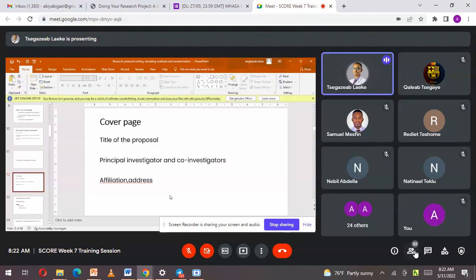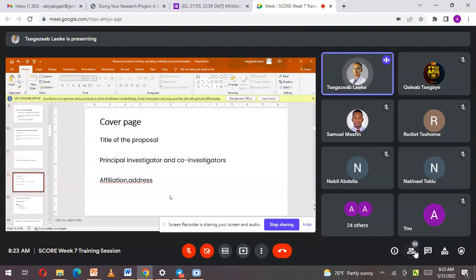Let's say one of you is doing a study. One of you might be a principal investigator, and then your full name should be clearly written, and your highest degree should be clearly written, and your affiliation. Affiliation means, if you are in College of Health Sciences, your affiliation is College of Health Sciences. And then your address, your telephone number, your email should be clearly written.